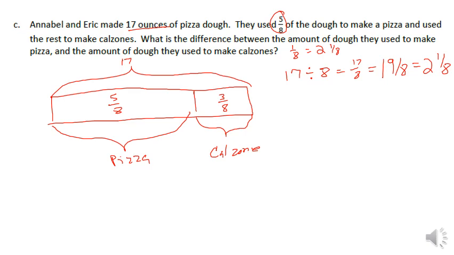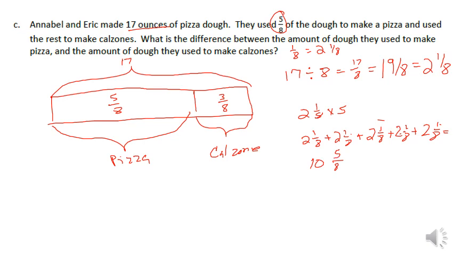Now we know the pizza was 5 times that. So we have 2 1/8 times 5. What we can do is 2 1/8 plus 2 1/8 plus 2 1/8 plus 2 1/8 plus 2 1/8. When we add them up, we can go 2, 4, 6, 8, 10, and then add up our 8ths: 1, 2, 3, 4, 5. So this was equal to 10 5/8 ounces.